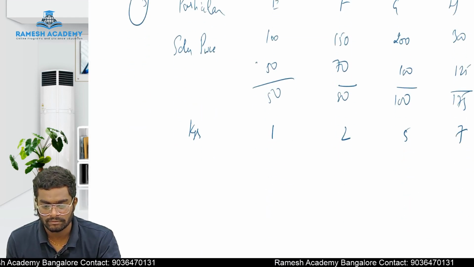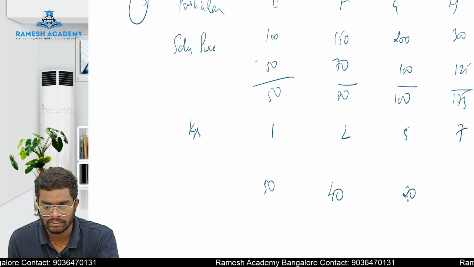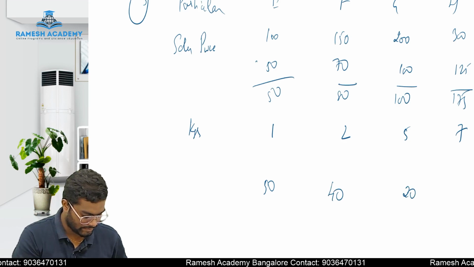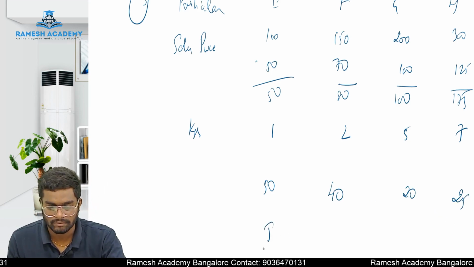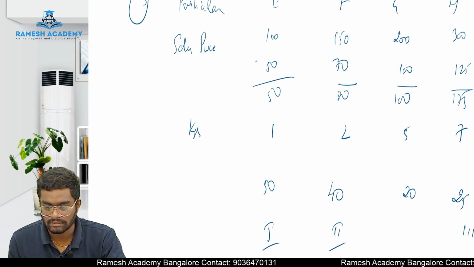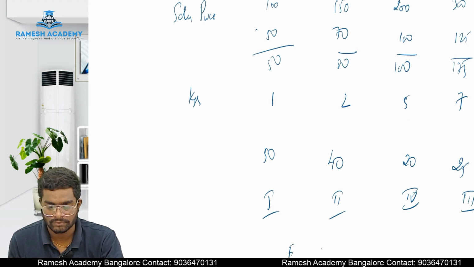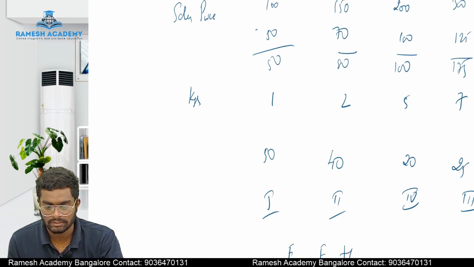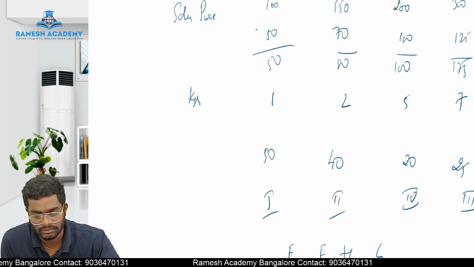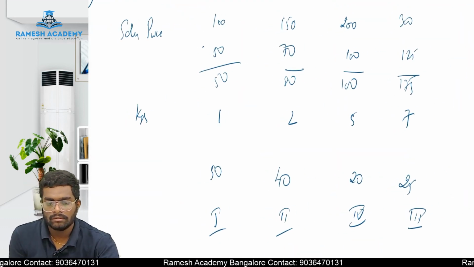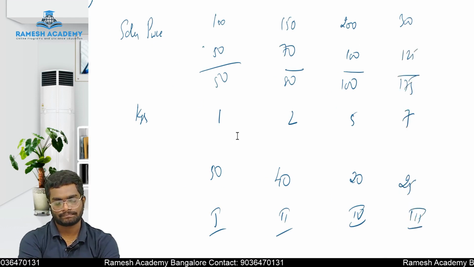So divide it, guys. So it will be 50 here, 40 here, 20 here. 175 divided by 7 is 25. So I'll give rank 1, rank 2, rank 3, rank 4. So the order should be E, F, H and G. So option P. Please copy this. Simple question.